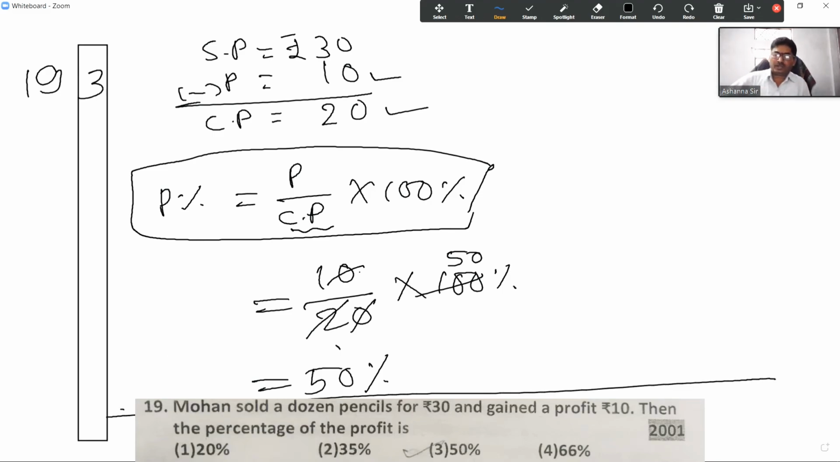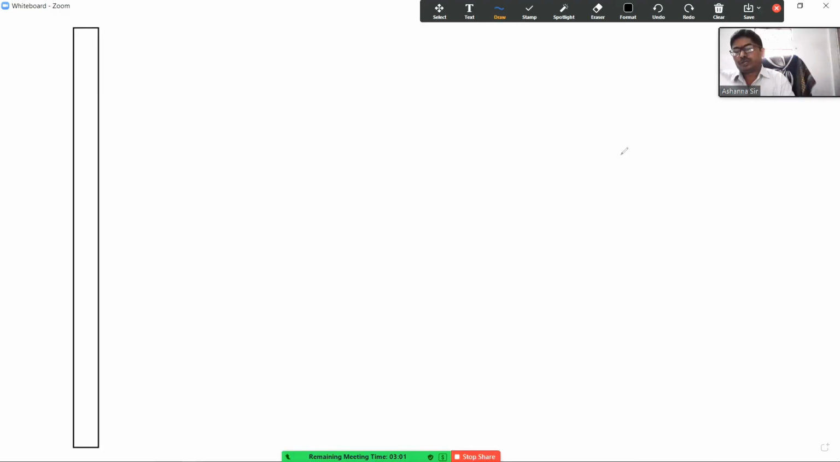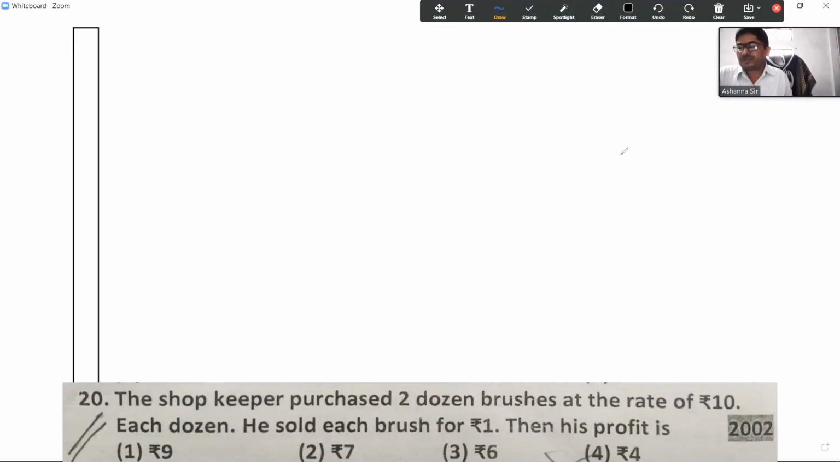By practicing we can get the idea of how to get these options directly. Question number 20 in PPT 18. The shopkeeper purchased 2 dozen brushes at the rate of 10 rupees each dozen. He sold each brush for 1 rupee. Then the profit is?